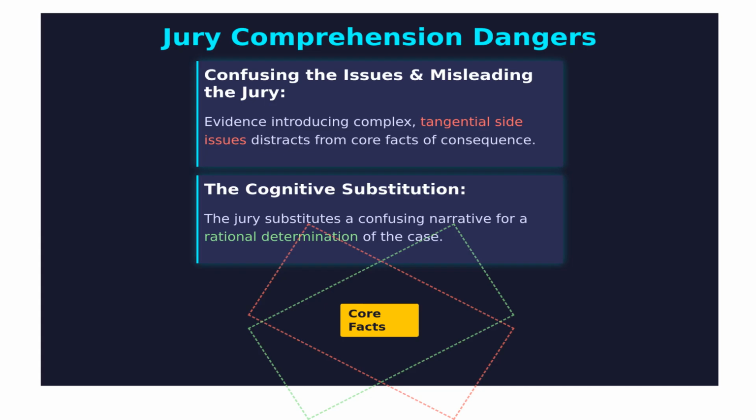This tangential evidence forces the jury to spend valuable mental energy tracking irrelevant details. The danger here is that the jury substitutes this confusing, complex narrative for a rational determination of the actual elements in dispute. They become lost in the weeds, unable to focus on what truly matters for their verdict. This cognitive overload is precisely what the rule seeks to prevent.